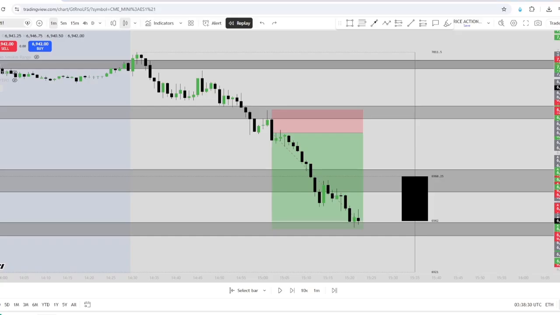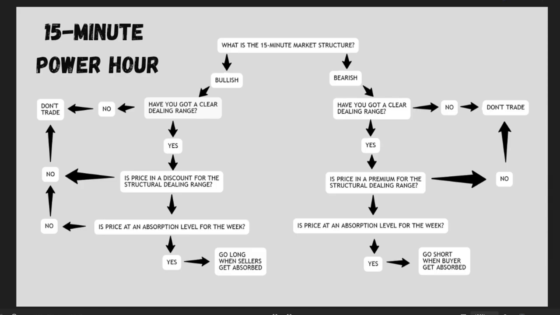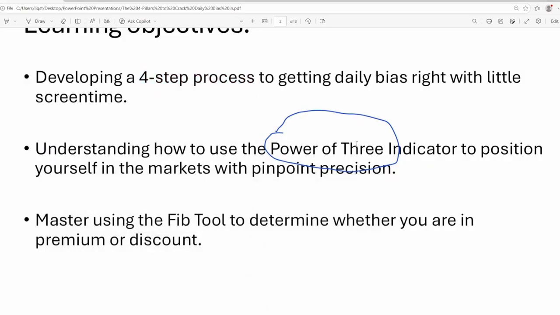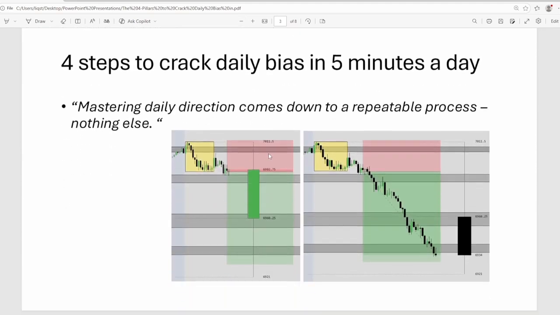And so when we go back now to the learning objectives, develop that 4-step process using the 15-minute power hour strategy, understanding how the power of 3 works, and then mastering the fib tool, which is basically the premium and discount. So mastering daily direction comes down to a repeatable process and nothing else.